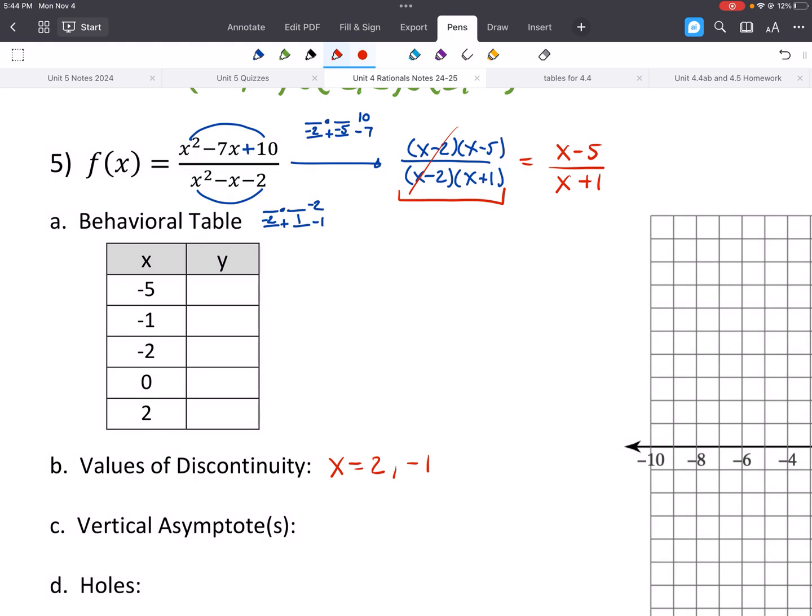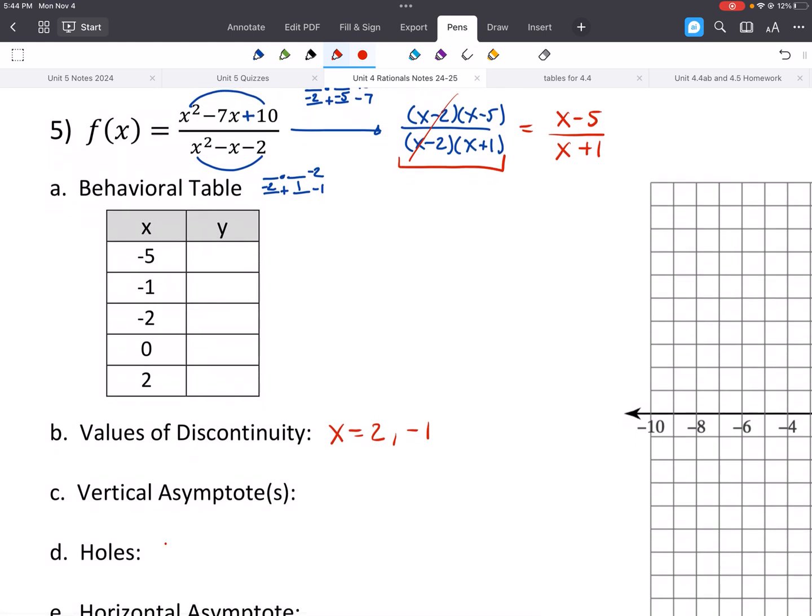Okay, so our hole is the 2, and then the negative 1 would be our vertical asymptote. So to find the y for that, we'll plug that in. So we'd get y equals 2 minus 5 over 2 plus 1. Again, we're just taking that 2 and plugging it into that, and we should end up getting negative 3 over 3, or negative 1.